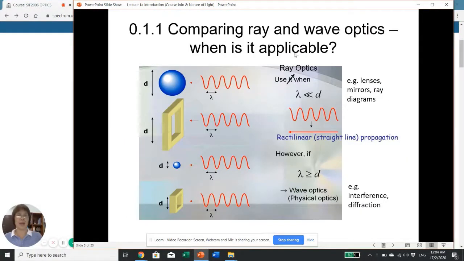Let's compare ray and wave optics. For ray optics, you'll find that it's applicable when the wavelength of light is much shorter than the dimension of the obstacle, or even the aperture. And when the wavelength is comparable to the size of the dimension of the obstacle or aperture, or maybe even larger than that, then you find wave optics is applicable.